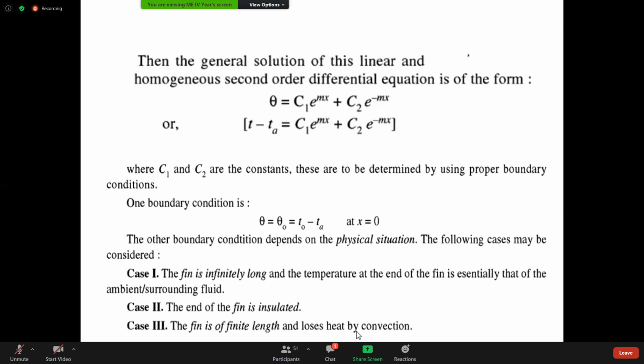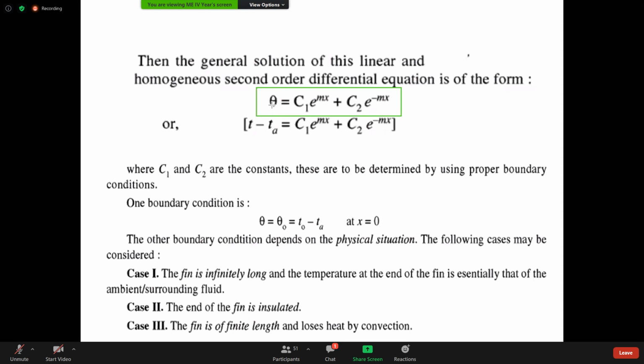For this solution, y is equal to c1 into e power mx plus c2 into e power minus mx. In place of y, theta was replaced, right? So I know that theta is nothing but again T minus T infinity, T x, not T b or T naught. This is T x, that's all. T minus T infinity is equal to c1 into e power mx plus c2 into e power minus mx.